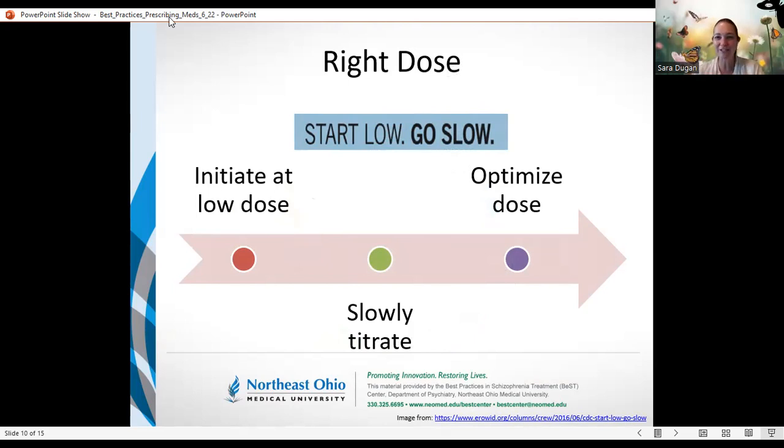One word of caution though, just because we start low and go slow, we still have to go. So if we're getting some improvement from anxiety medicine, but we never really bump the dose and there's still some anxiety symptoms, before we add something else on board, let's make sure we're getting all that we can get out of this one medicine. So really making sure that we've optimized the dose if we can. If there's side effects, then that may not be possible, but really trying to maximize our monotherapy approach.